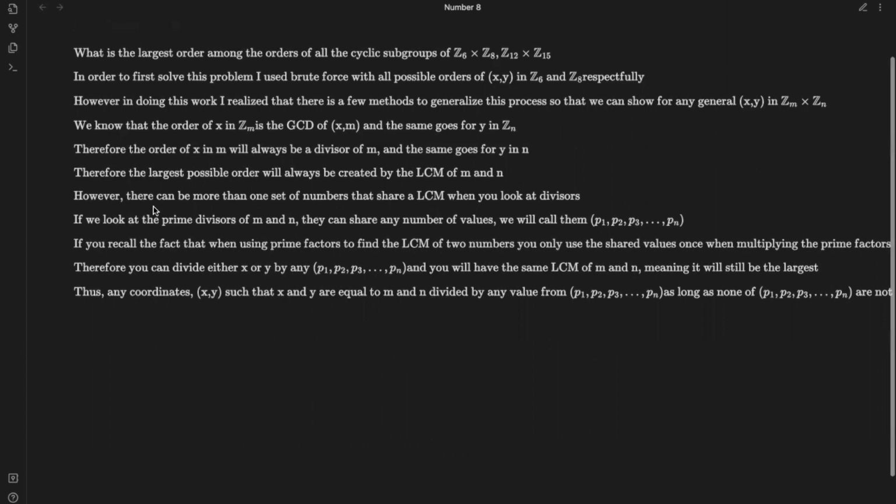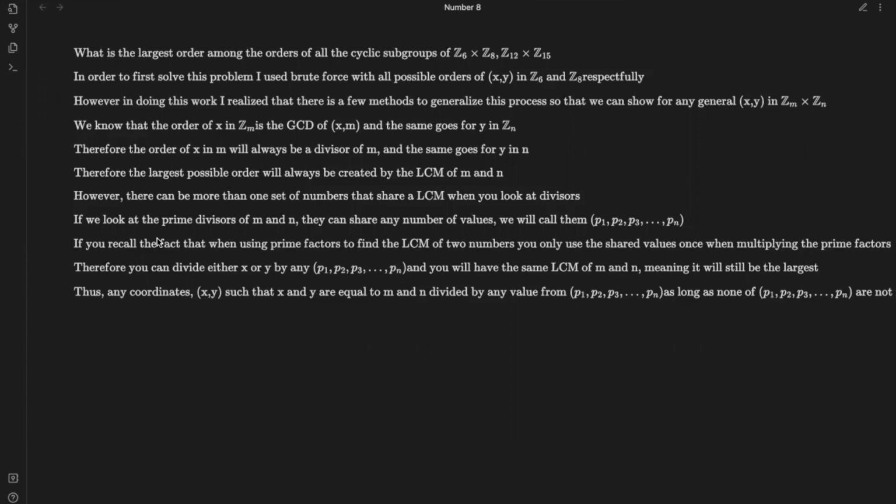Therefore, the order of x in m will always be a divisor of m, and the same goes for y in n. Therefore, the largest possible order will always be created by the LCM of m and n. However, there can be more than one set of numbers that share an LCM when you look at divisors. If we look at all the prime divisors of m and n, they can share any number of values.